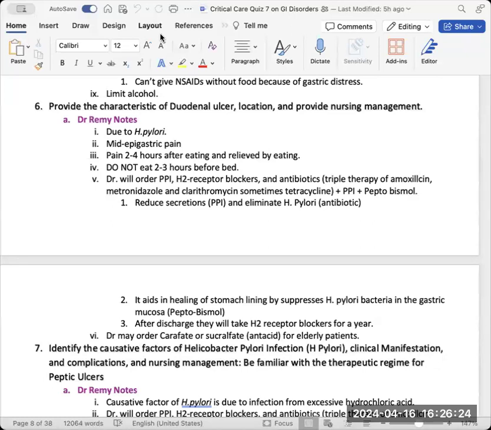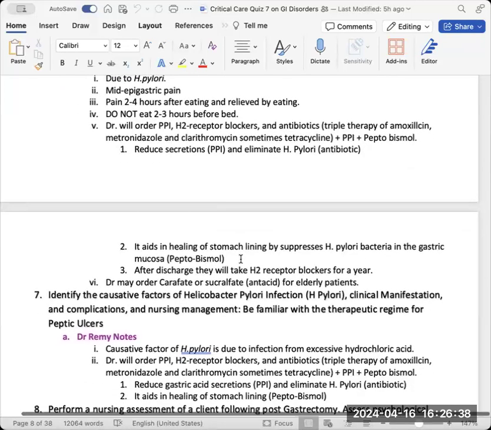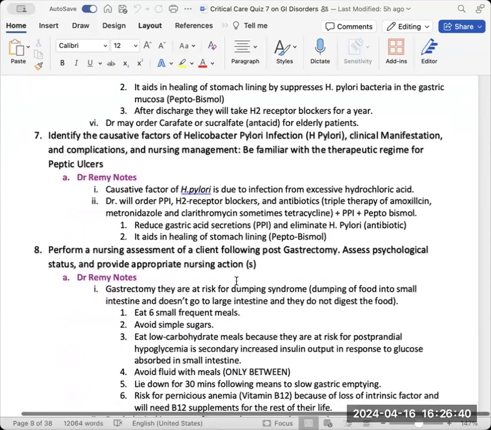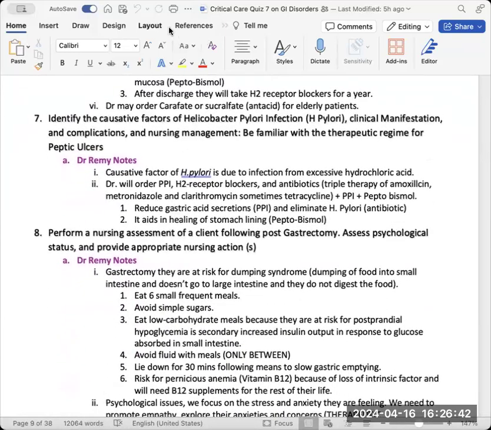We said we know that we're going to see them have mid epigastric pain, that they're going to have pain at nighttime that wakes them up, and they're going to have pain 2 to 4 hours after eating, and it's relieved with food, relieved when they're eating. And that the doctor could also order Carafate or Sucralfate for elderly patients, which is like a type of antacid, according to Dr.